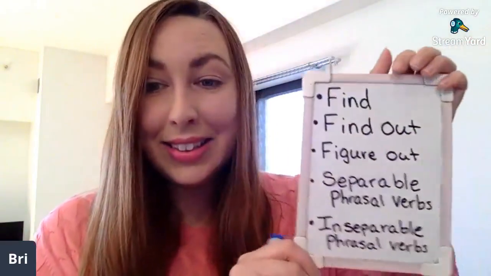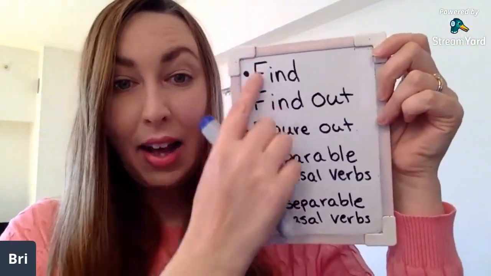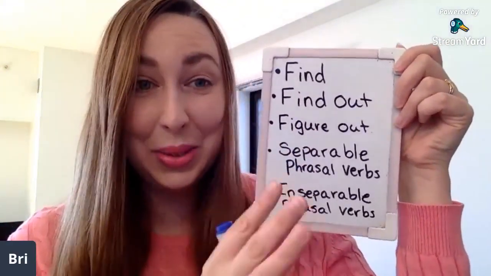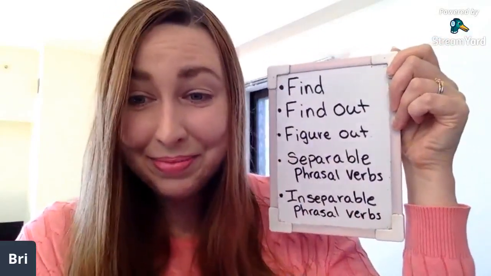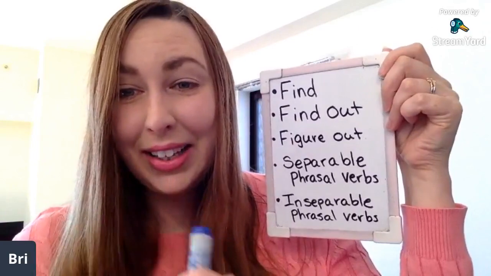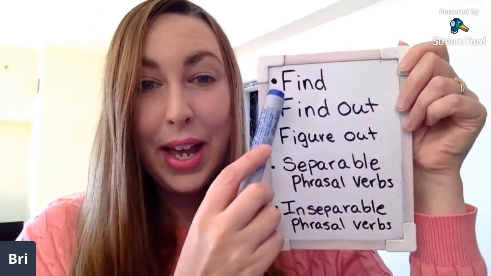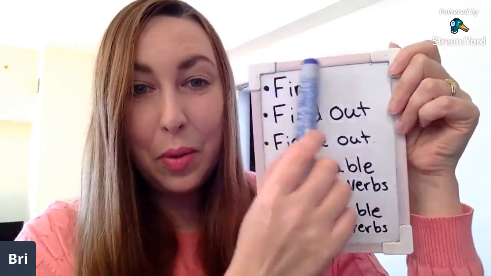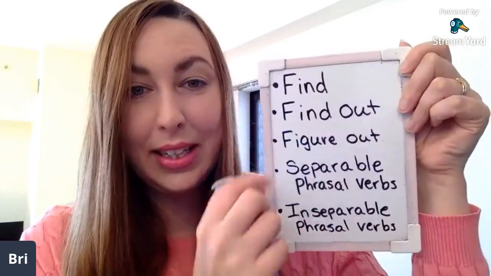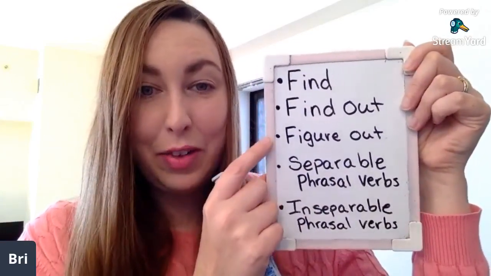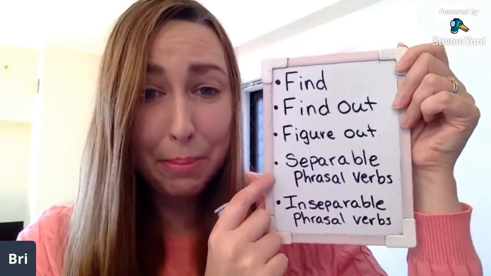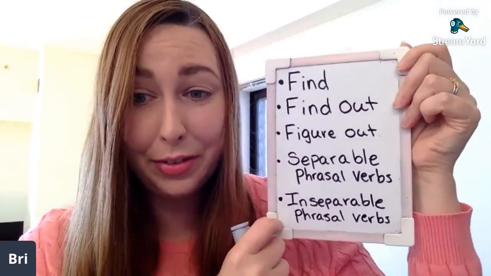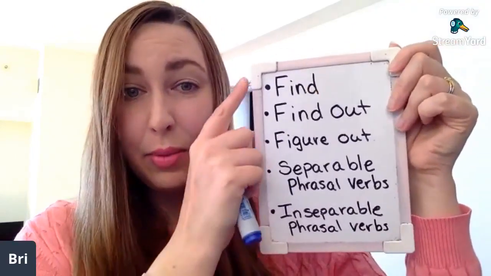Okay, so let's get into the review lesson. We'll start it off. Let's just look back on what we learned this week. So we're going to review everything today. From Somalia, hello. Okay, so we have find out, figure out. So we did this lesson earlier this week. We did find versus find out, and then find out versus figure out. We also looked at separable phrasal verbs and inseparable phrasal verbs. Okay, so let's start with find.